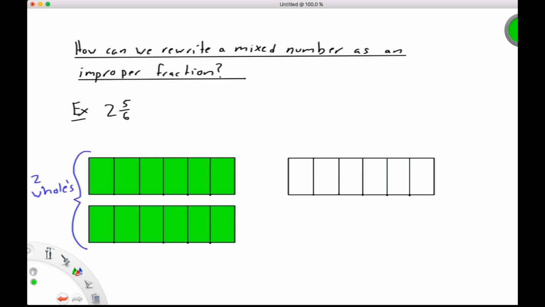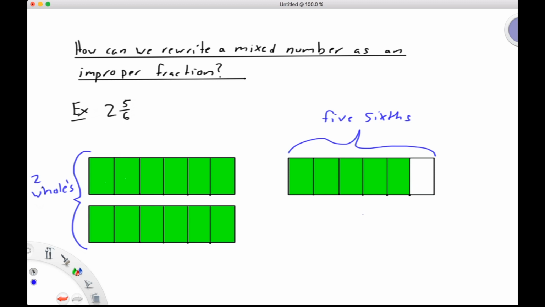And 5/6 of a rectangle. And I'll represent that on the right over here by taking 5 of these 6 pieces. Right? Each of these rectangles is broken up into 6 pieces, so each of these little rectangles represents a sixth. And so on the right over here, we have 5/6. And so in total, this picture represents 2 wholes, which we have on the left, and 5/6 on the right.